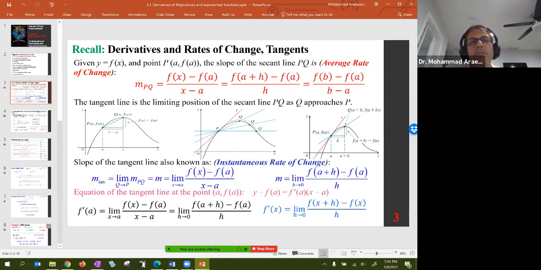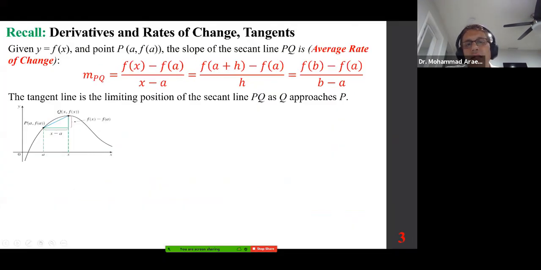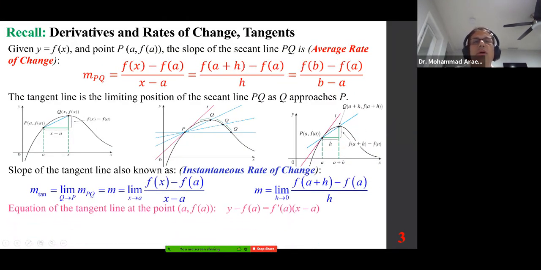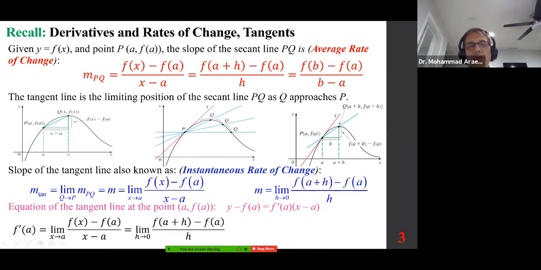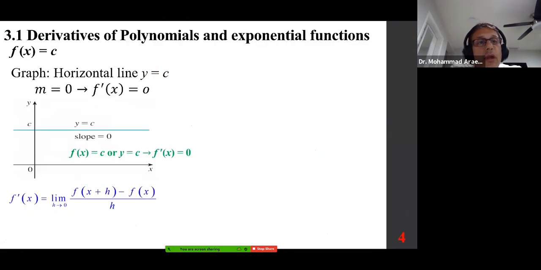So we looked at the derivatives and rates of change: the average rate of change of y with respect to x, and the instantaneous rate of change of y with respect to x. We looked at the definition of f prime of a, and also a general format known as the differentiation function, f prime of x, defined as the limit of f of x plus h minus f of x over h as h approaches 0. Okay.